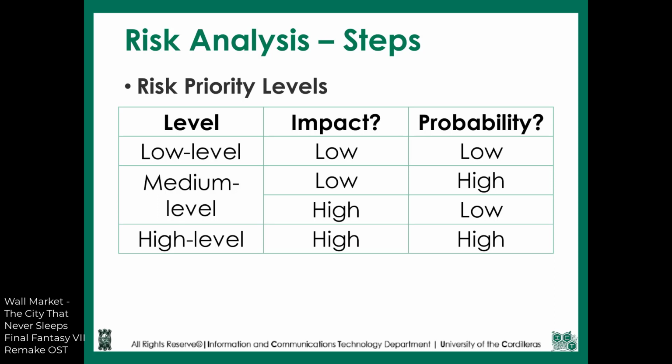Here we have the risk priority levels based on impact and probability. Low-level risks would have a low impact and low probability. Medium-level risk would have one low and one high, either from impact or probability. High-level risk have high impact and high probability. To see this in action, we have a separate video for an example.